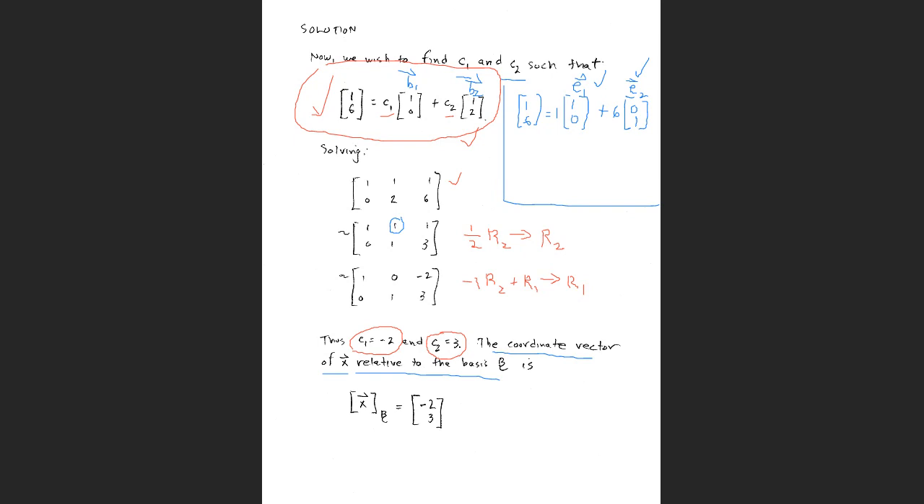And we denote a coordinate vector using this notation. This is the notation we use to denote a coordinate vector. It's the vector x relative to this basis B. We're not operating now in the standard basis. We're operating in this new basis. So with respect to the new basis, the vector 1, 6 has coordinates -2, 3.